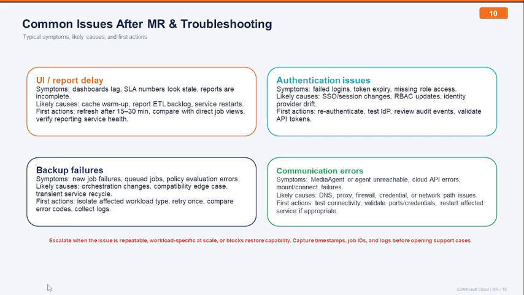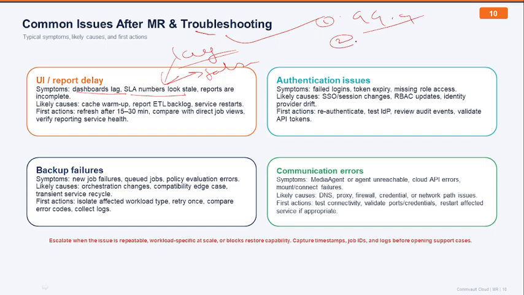Okay, let's jump to the next one. Common issues after the MR and troubleshooting. This is basic but very helpful for you. Typically, we can monitor dashboard lag. As I said earlier, maybe we can see this lag. SLA numbers look stale, and that means false. Our backup success is 99.9%, but in the dashboard you see 80%. So this is the SLA number looking stale.